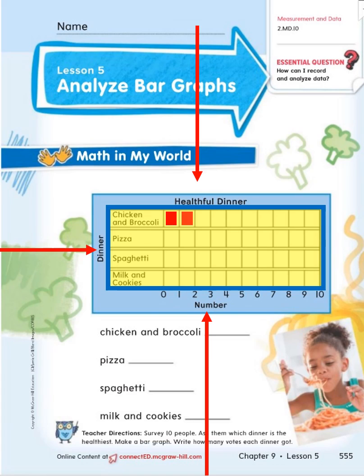So let's say I asked my family, and three people said chicken and broccoli was the most healthful dinner, the healthiest dinner. And one person said pizza, that might have been me, and one person said spaghetti. Great, the chart is complete. Now we need to just record that information in a different way.